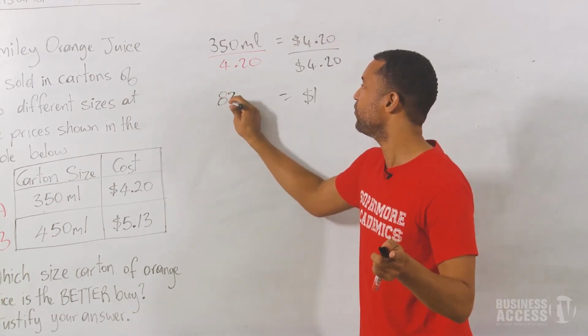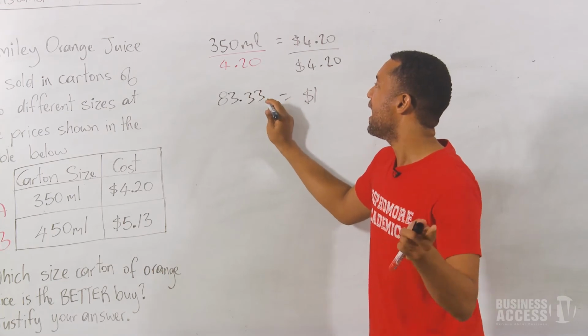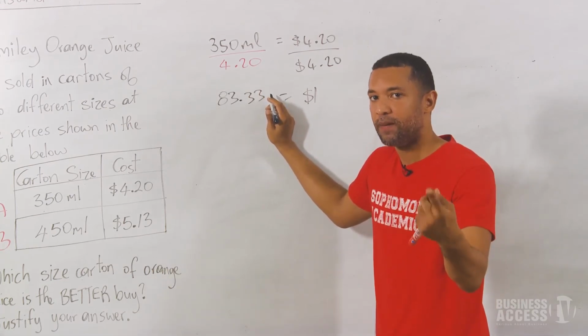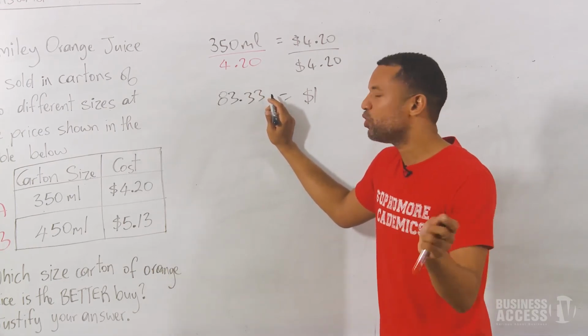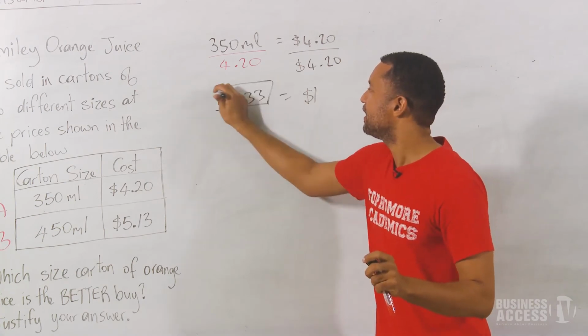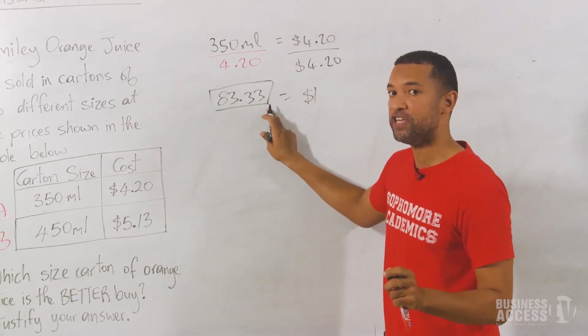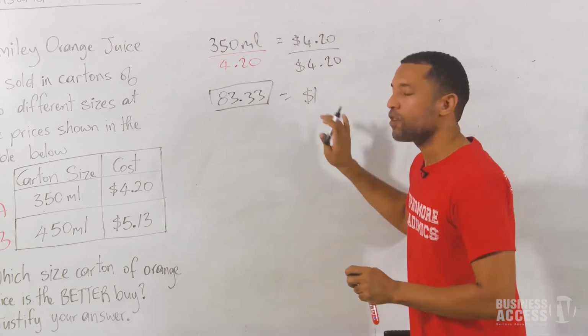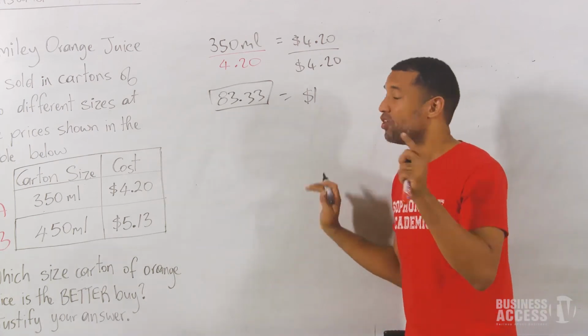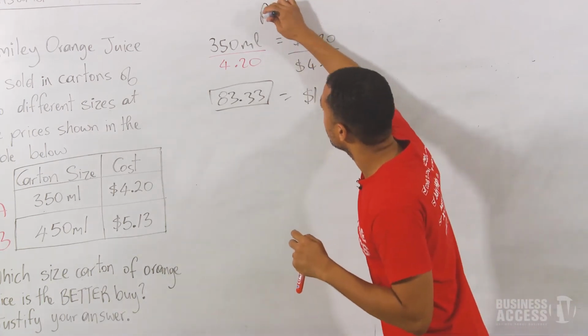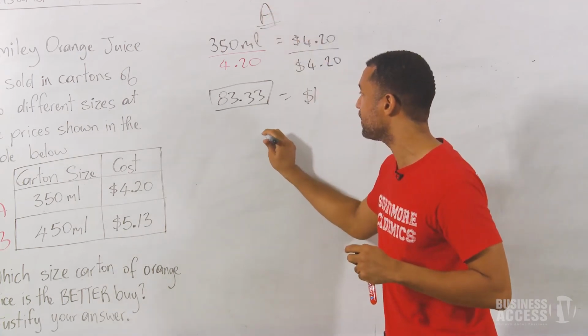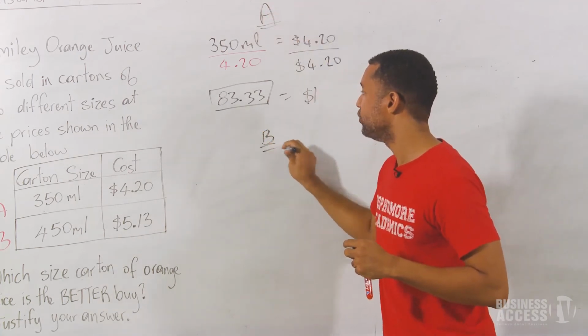It's actually 83.33. We're looking at milliliters per dollar, all right? So it wasn't dollars and cents, sorry. It is 83.33 milliliters for the $1. So guys, after we have done that with A, we need to do the same thing with B, all right? Do the same thing with B.